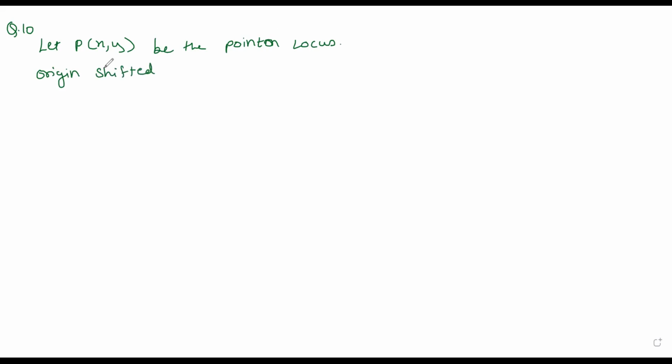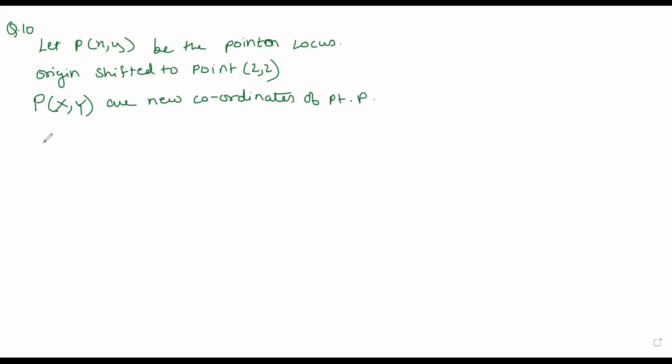Origin shifted to point 2, 2, and P(X, Y) are new coordinates of point P. Now we know x is X plus h, that is X plus 2, and y is Y plus 2.